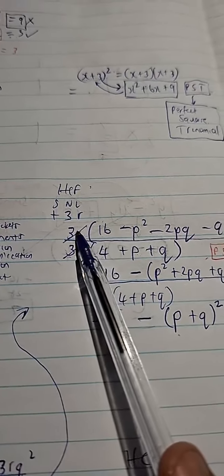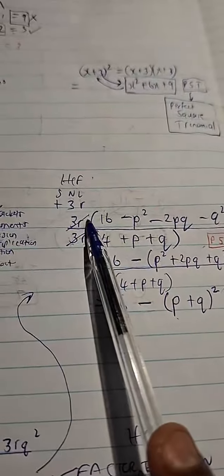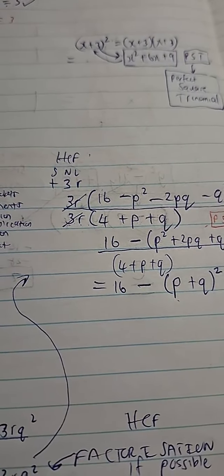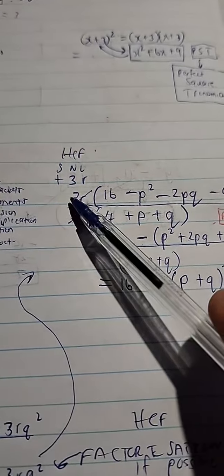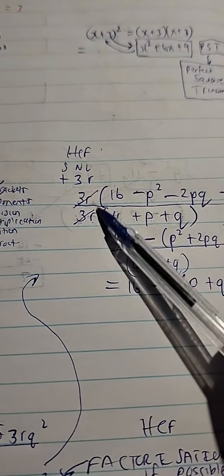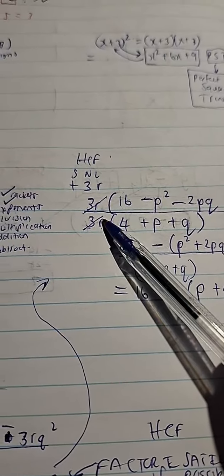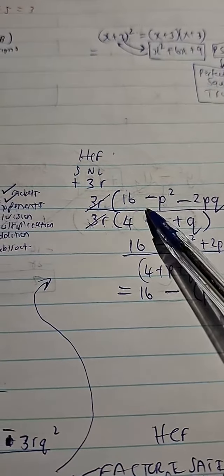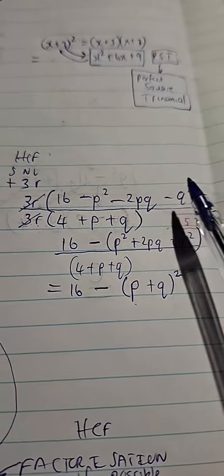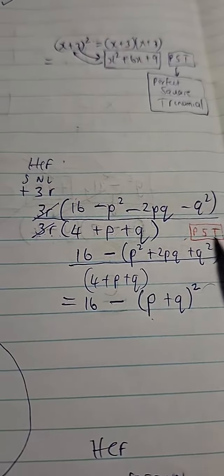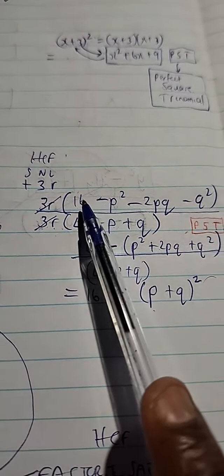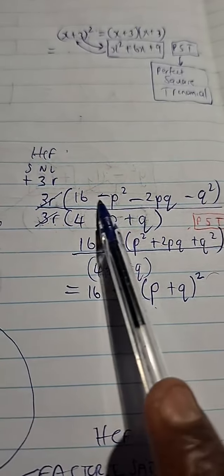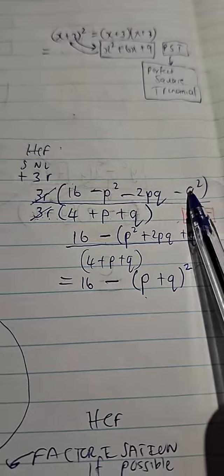So basically, guys, you understand when I canceled the 3R, you understand that part. I canceled the 3R because obviously those are common. 3R and 3R are common, they are not across an addition or a subtraction sign, so I cancel those two. Where I am losing most of you is where I have 16 minus p squared minus 2pq minus q squared. So obviously that was there anyways.